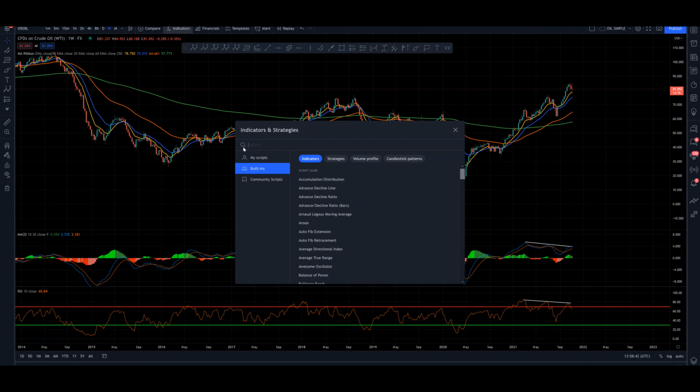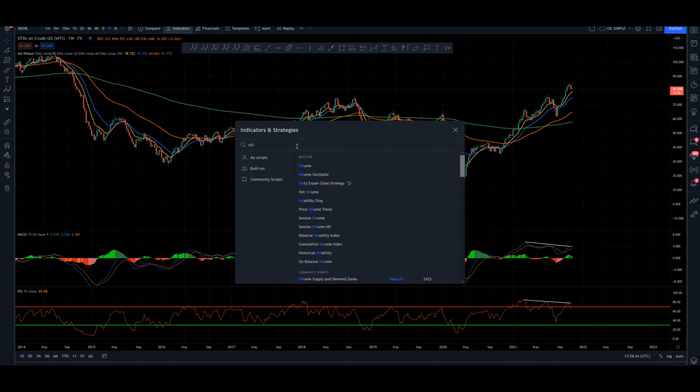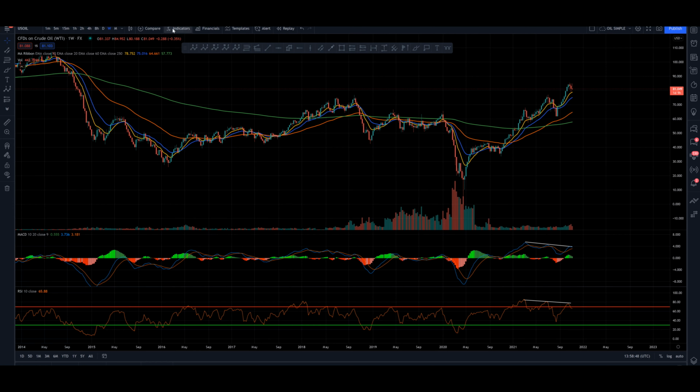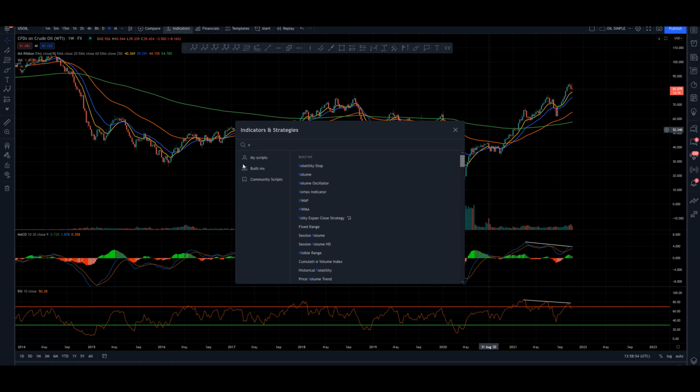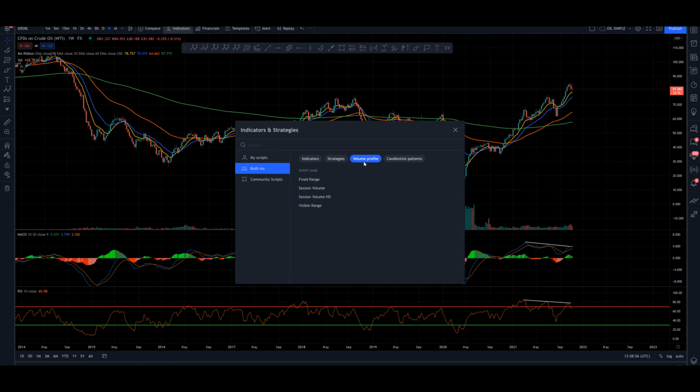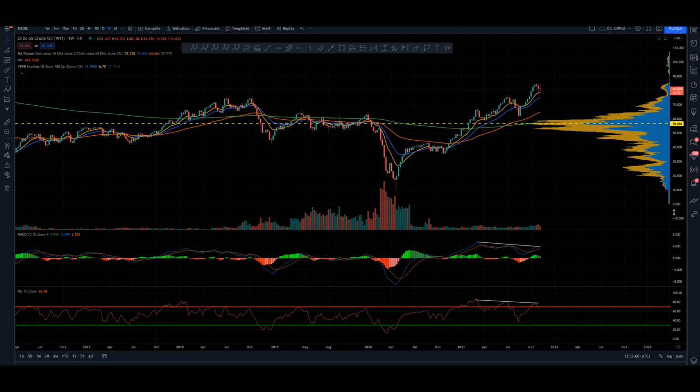Now for some reason, can we get volume on this? I can never remember. Yes we can. And I don't know why, but my volume profile has gone missing as well. So down here, visible range. Okay.